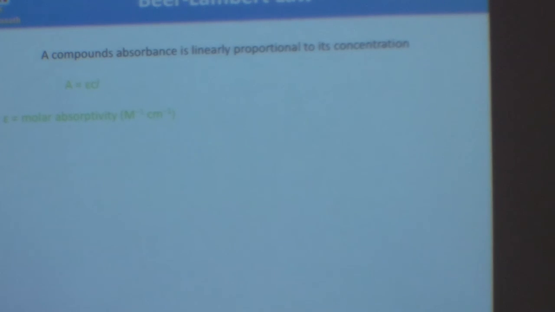The path length of a usual UV-Vis cell is 1 centimeter. And as a result of that, this becomes a unitless absorbance, right? And the reason it's unitless, right, is when you take a log of a particular number, it becomes unitless. And that's what that is. It's the log of the transmittance, right?